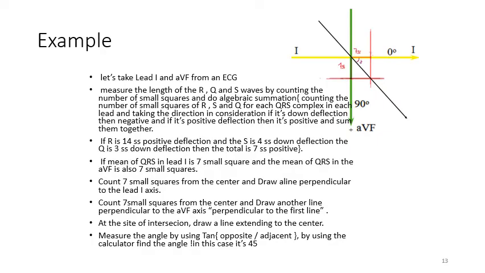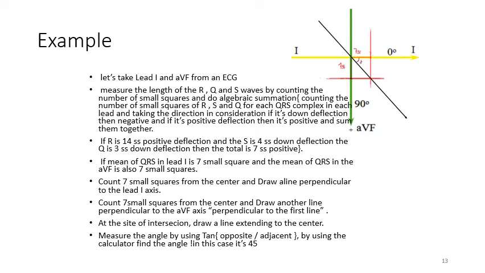This is another example of how we can measure the angle of the axis of the heart, or the cardiac axis. We can take any two leads, but it's easier to take two leads that are perpendicular, which are here lead 1 and lead AVF. So we take the ECG and look at the lead 1 and lead AVF QRS complexes. We look at the length of the R, Q, and S waves, and we do the algebraic summation.